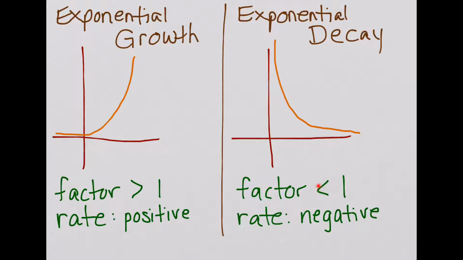And that would be if your growth factor, which we're actually going to call the decay factor, is less than 1, and the rate is negative. In other words, we're losing 10%. It might not specifically say negative 15, but if something's on sale and it's 15% off, that means it's a negative 15%. We're losing 15%.